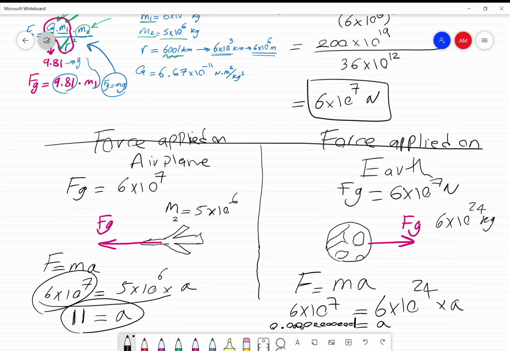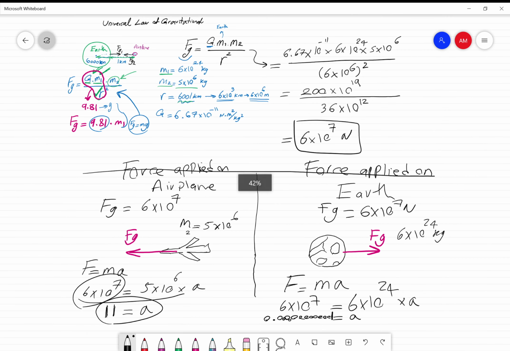So conclusion. Based on the universal law of gravitation, any two objects apply a force towards each other, equal amounts, opposite direction. That force of gravity, that force of attraction can be calculated using the universal law of gravitation.